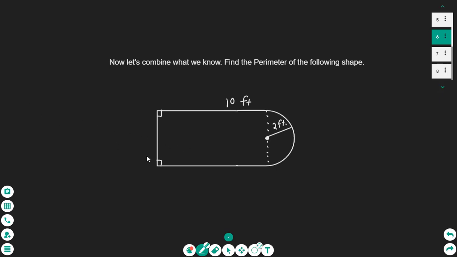All right, so how did you do? Let's see if you did it right. Here, what we're going to do is picture this as kind of two different shapes. We're going to picture it as a rectangle and a half of a circle.